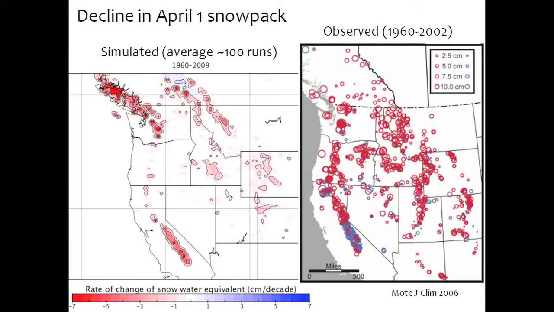Another interesting robust trend we see is the loss of the April 1 snowpack over that 50 years. The simulations are on the left, and again, I've smoothed out the internal variability that is sort of the noise that's hiding our signal. As you can see over the western United States, the trend is all negative. And on the right, I have a figure from a paper by Phil Mote showing that the observations and the models are pretty consistent with each other in terms of showing region-wide snowpack loss.